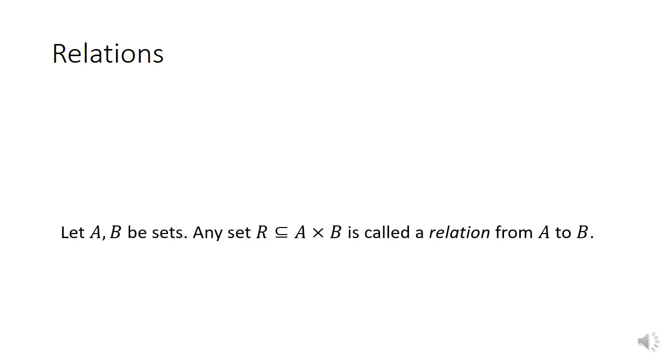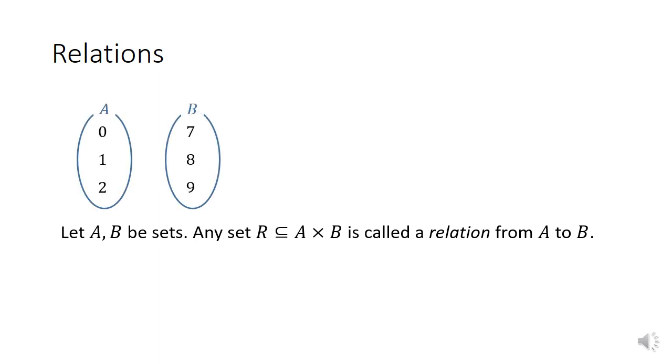Cartesian products can be used to define relations and functions. Let A and B be sets. Any subset R of A cross B is called a relation from A to B. If A is the set with the members 0, 1, 2, and B is the set with the members 7, 8, 9, then this set of ordered pairs is an example of a relation from A to B. We can visualize this relation with a diagram like this, where arrows connect the members of A and B that are related.